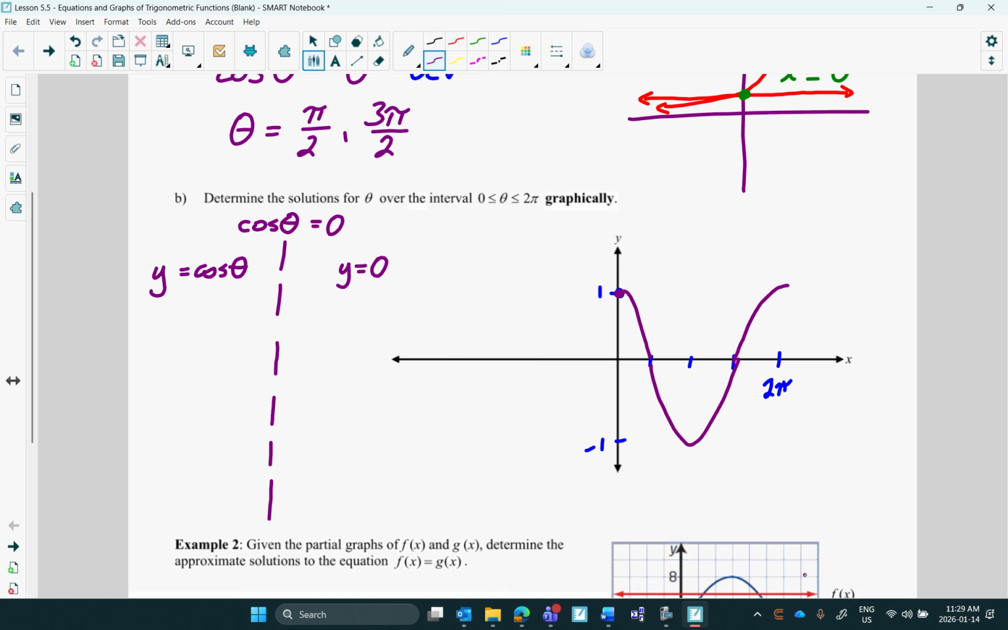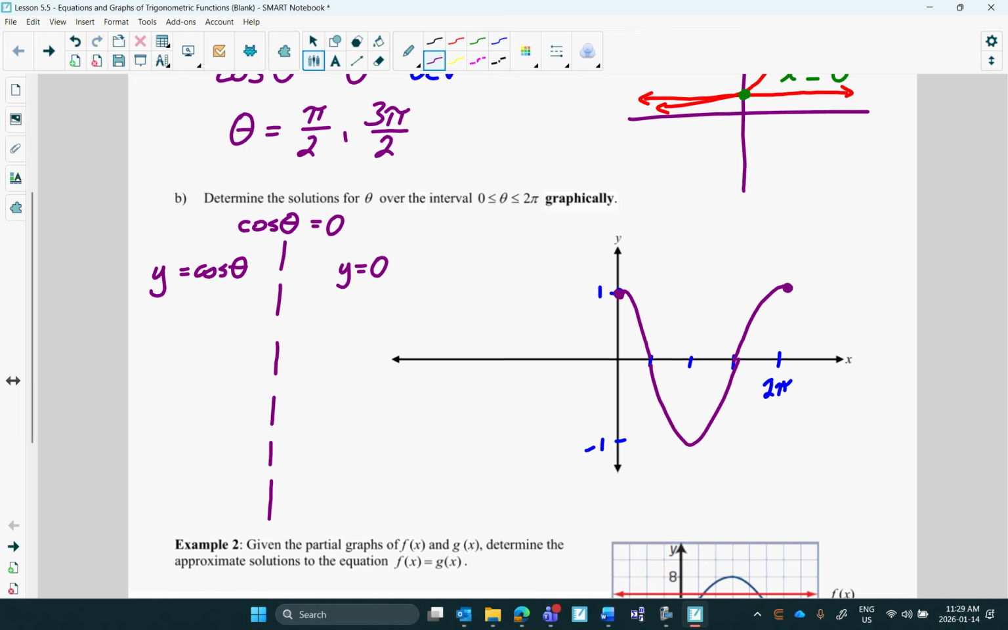Arrows or not? Does anybody want to argue that by looking? No, because we're only asked to graph over this interval. No arrows. So it starts here and it stops here. So we graph this here.